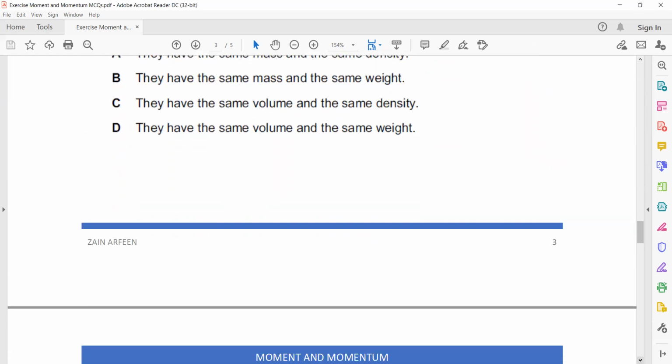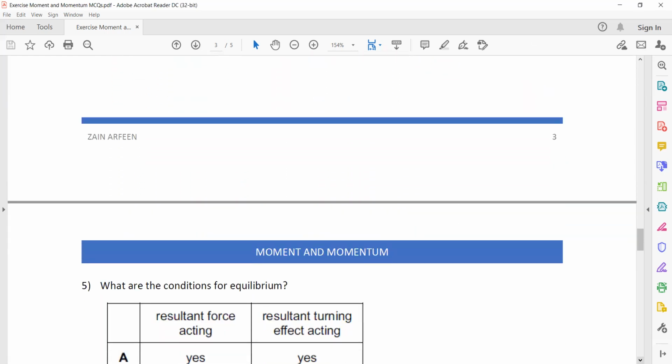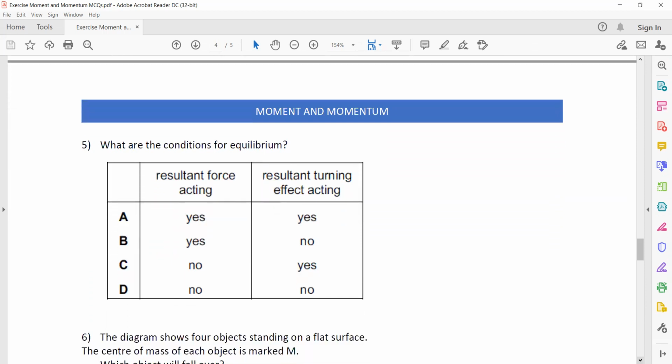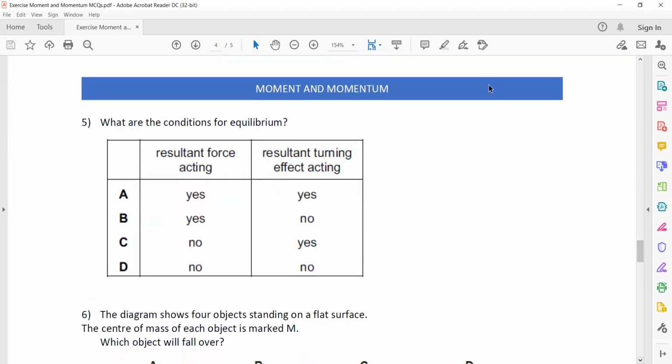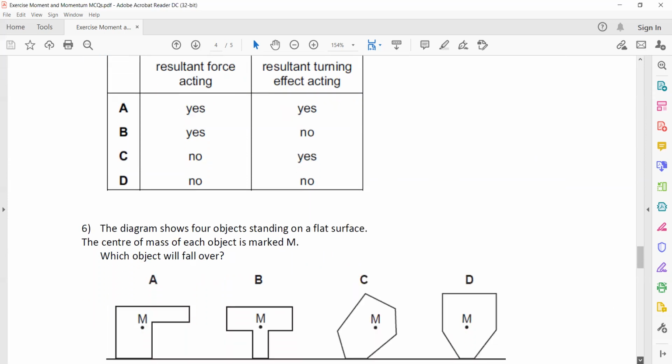So when two objects are placed at the same distance from the pivot, they will have the same mass and they will have the same weight. What is the condition for an object to be in equilibrium, or to be balanced? There should be no resultant force and there should be no turning effect. That's why it is D. Because that's the condition for an object to be in equilibrium.